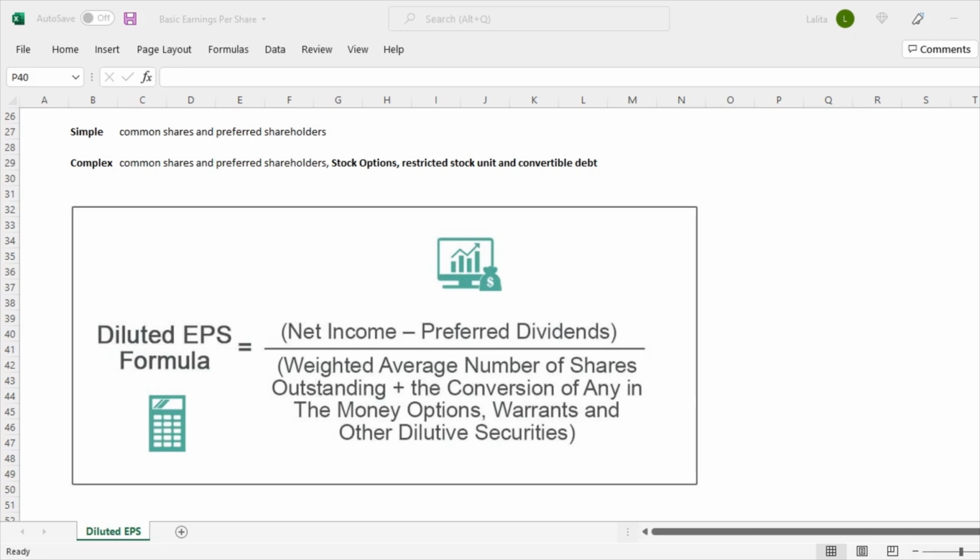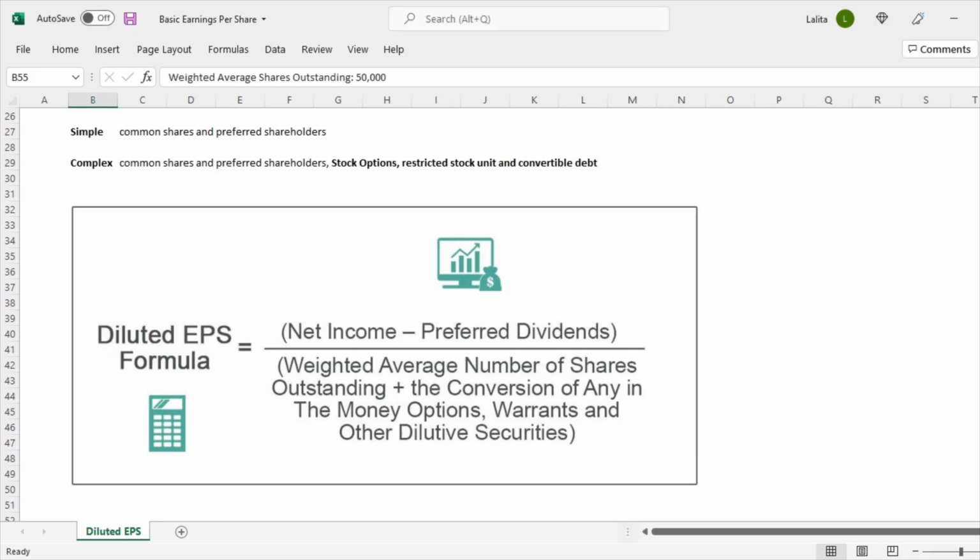The weighted average number of shares remains the same, but the change is that you need to add any conversion that happens because of stock options or restricted stock units or convertible debts into the denominator. So that's the only change. Once you add this up, you will get a higher number from the total number of shares outstanding point of view, and this will result in a diluted EPS.